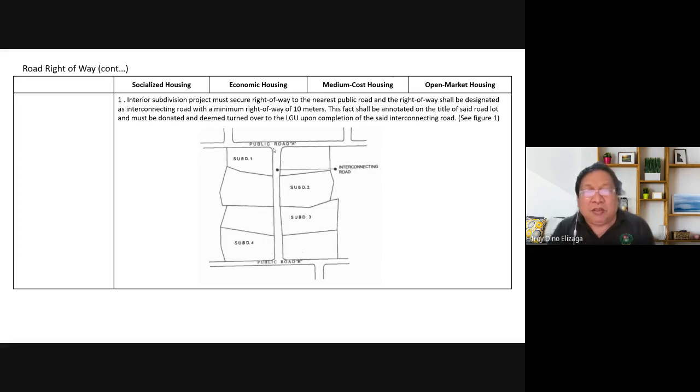to connect to the public road. Initially that's a private road, but when the whole thing is finished, they can donate it to the government so that it becomes a public road. Once it becomes a public road, it will be the responsibility of the government to develop the road, to cement it, to put drainage and utilities, and also to maintain it. Otherwise, that responsibility falls on the owner of the lot.